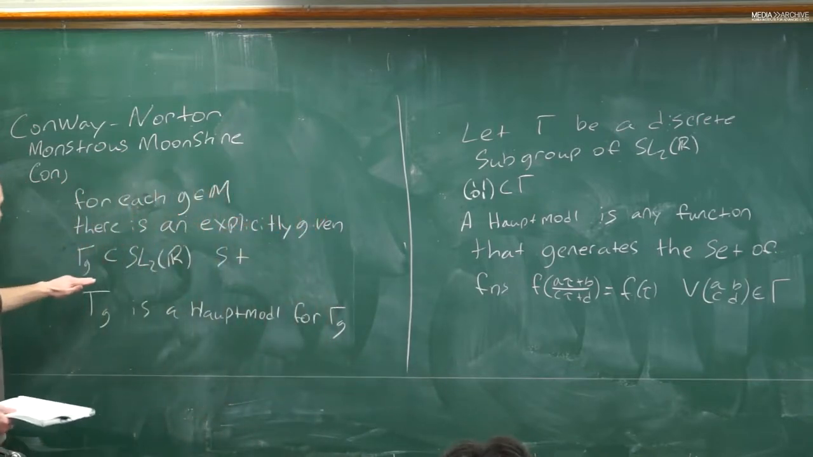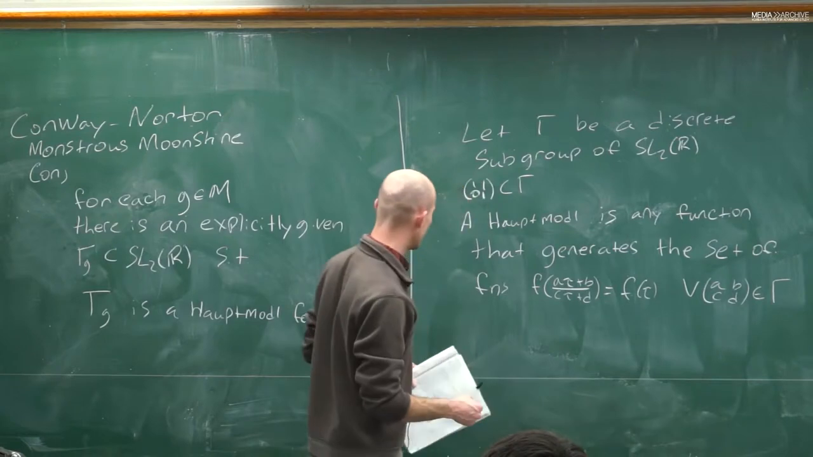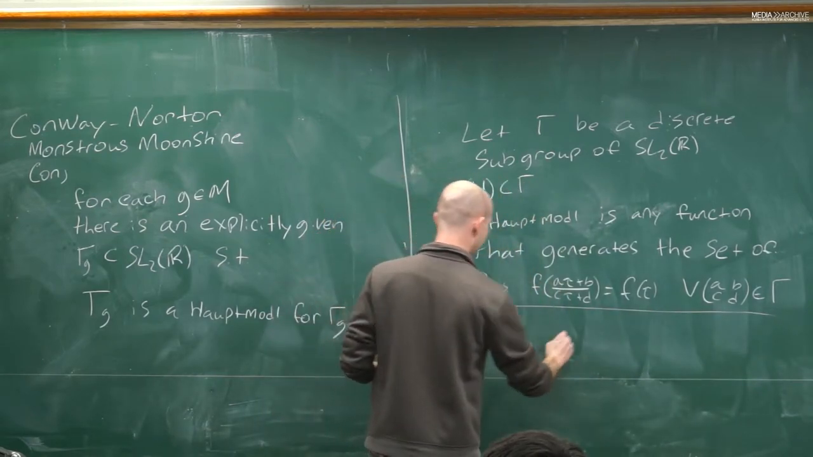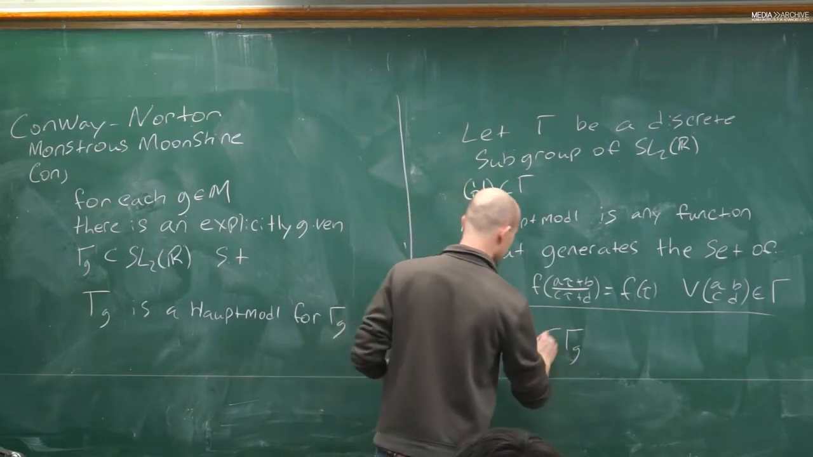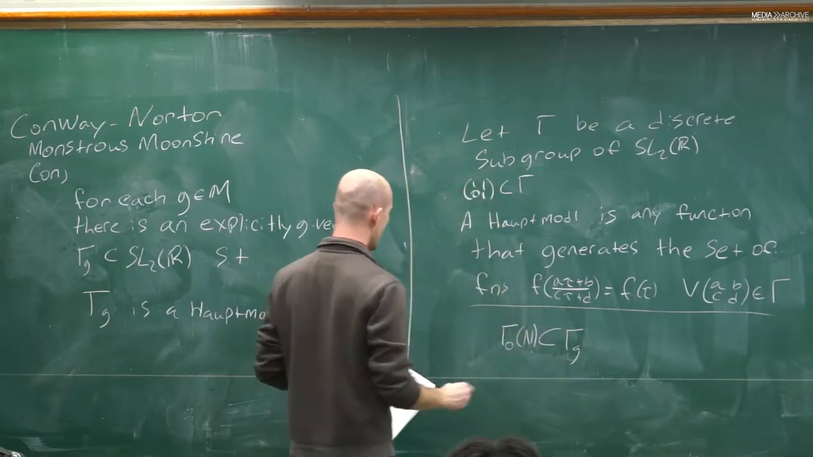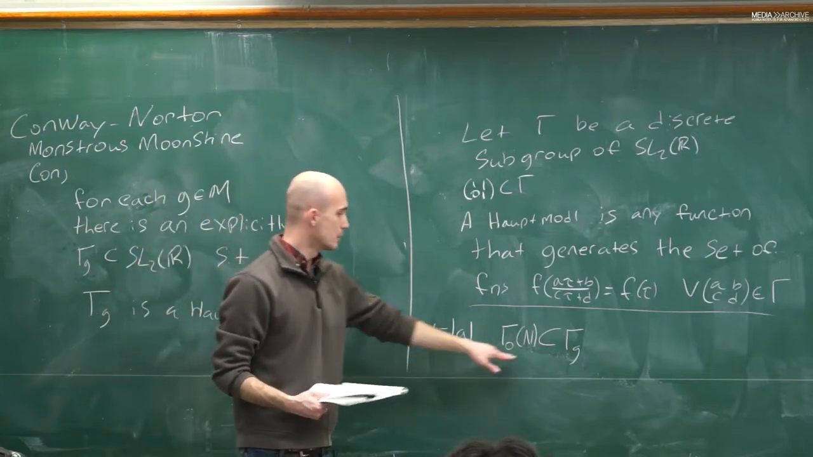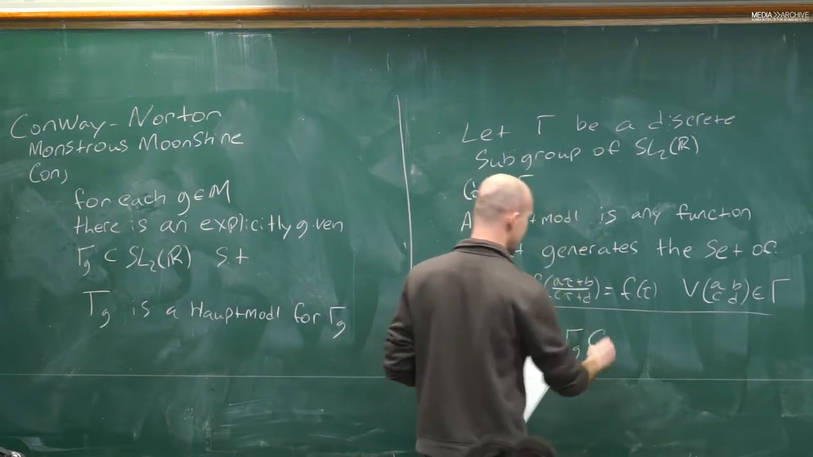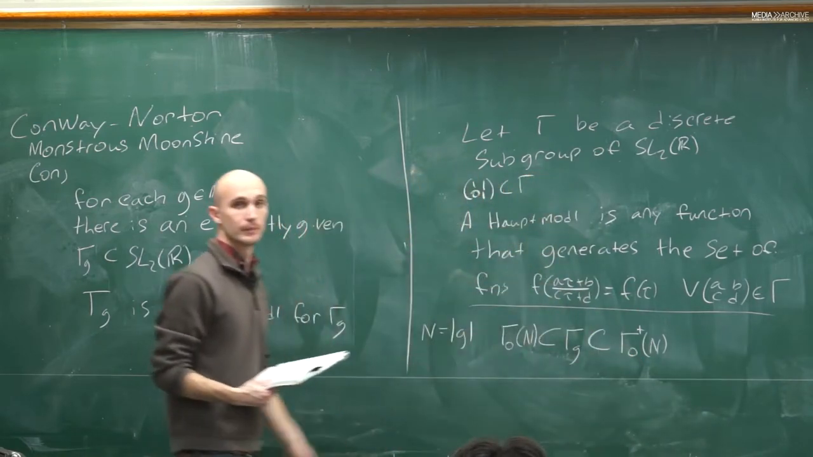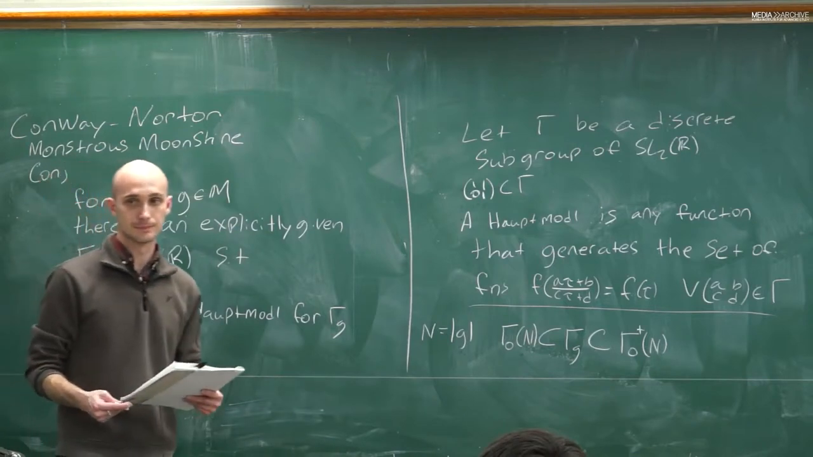The groups that Conway and Norton described for gamma sub G are fairly simple groups. In each case, we have the following property. Gamma sub G contains the group gamma naught of n. Here, n is the order of the element G inside of the monster group. It's going to contain gamma naught of n, and it's going to be contained in the normalizer for gamma naught of n within SL2(R). So in each case, it lies somewhere in between those two subgroups.